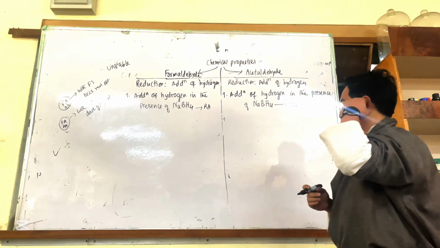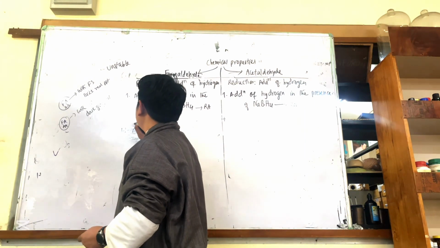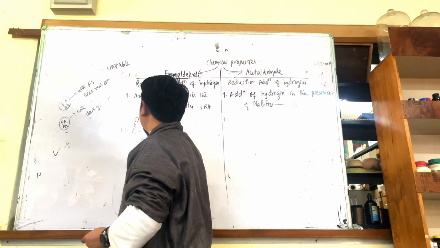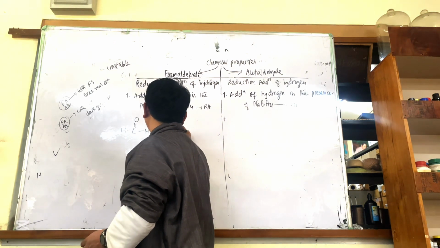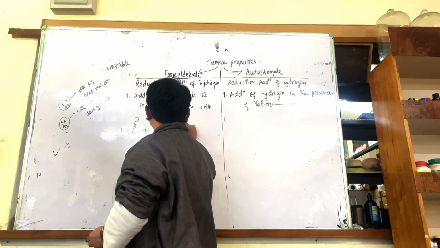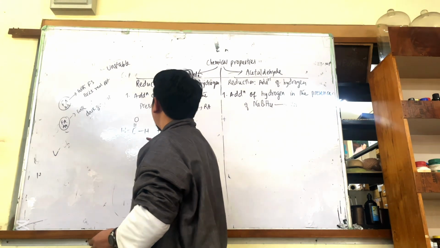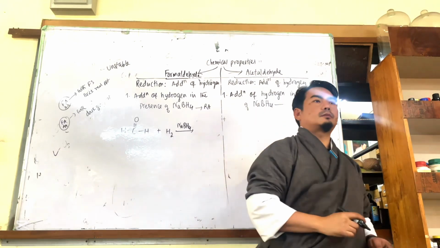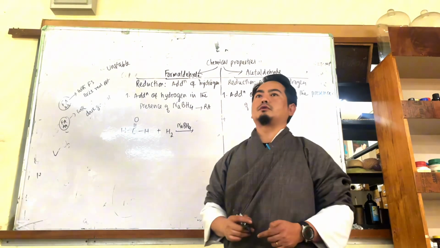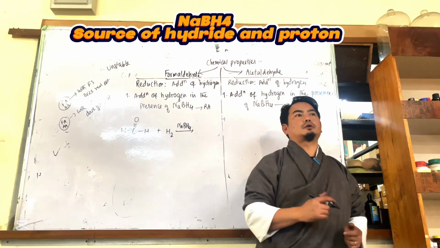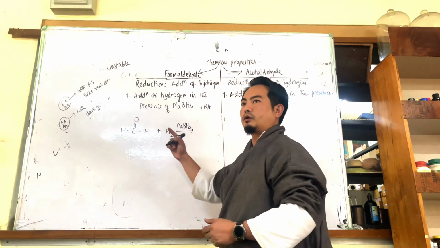Okay, so let us see the reaction. Reaction is very easy. You take HCOH plus you take the hydrogen, and it takes place in the presence of NaBH4. Can you tell me, in the general methods of preparation that I have given to you, if the aldehyde will undergo reduction, what will be the product formed? Alcohol. Okay, so let us see how alcohol is formed.